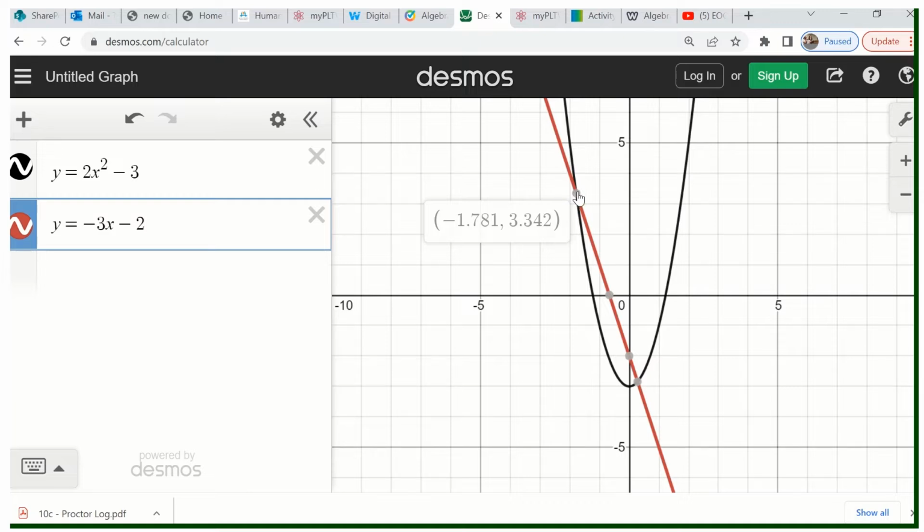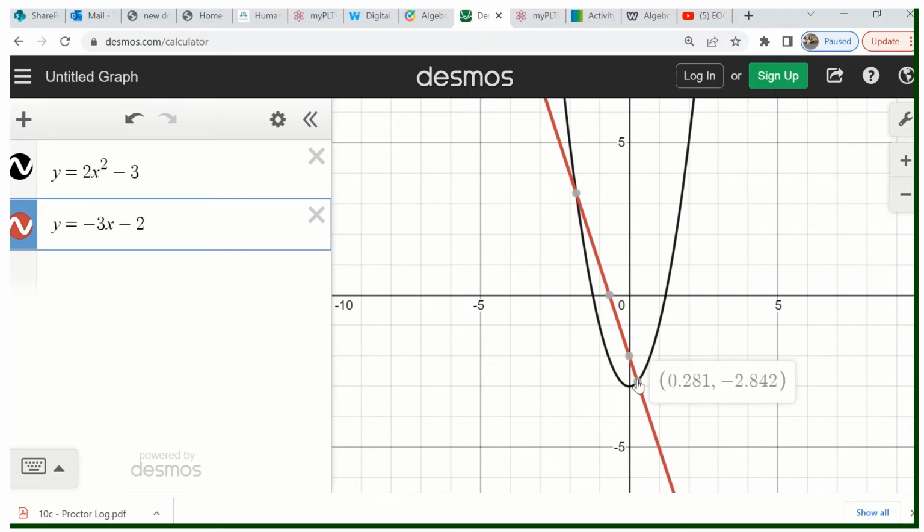So for this one, one of the solutions is negative 1.781 and 3.342. You always need the x and the y. And then the other solution is down here at 0.281 and negative 2.842. These 2 points, while maybe of interest, are not what we're looking for in this problem. So if you're asked to solve a system, you're looking for the points where they intersect.